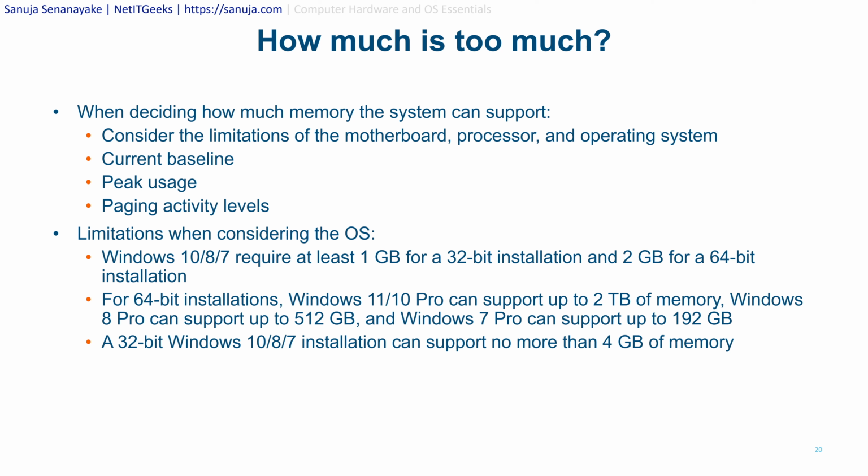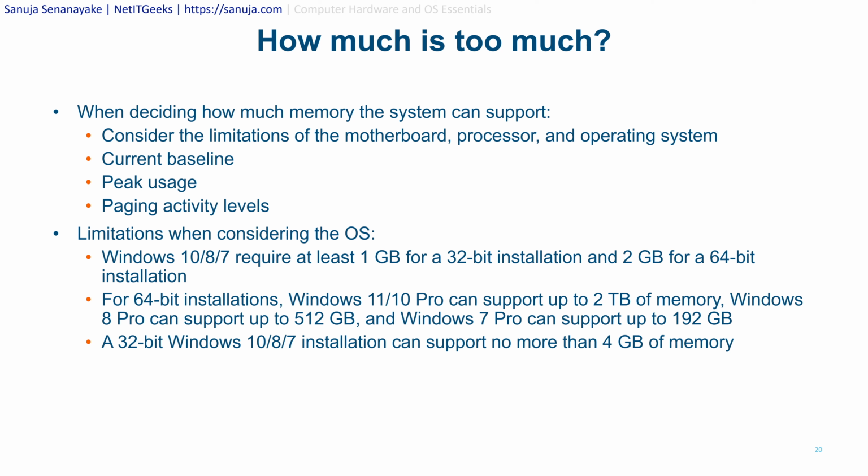The limitation when considering the OS, including Windows 11, Windows 10, Windows 8, 7, etc., is that they require at least 1 gigabyte of RAM on a 32-bit installation and at least 2 gigabytes of RAM on a 64-bit installation. That does not mean that you should recommend just 2 gigabytes of RAM to your end user because they have 64-bit Windows, because that's the minimum requirement. I would almost never install 2 gigabytes of RAM on a 64-bit Windows 10 or Windows 11 machine, because that is the minimum requirement. And nowadays RAM is getting cheaper and cheaper and cheaper.